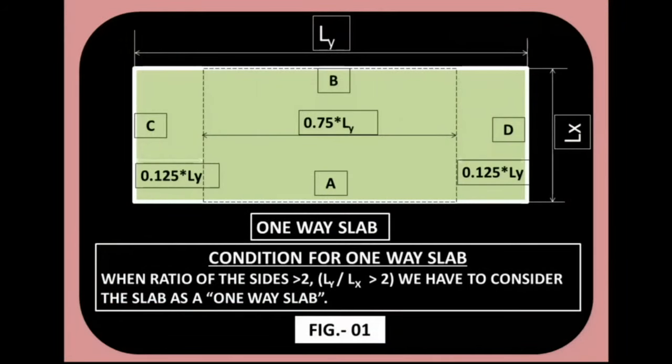This is our one-way slab. This is Ly and this is Lx. The primary condition for one-way slab is Ly by Lx must be greater than 2.